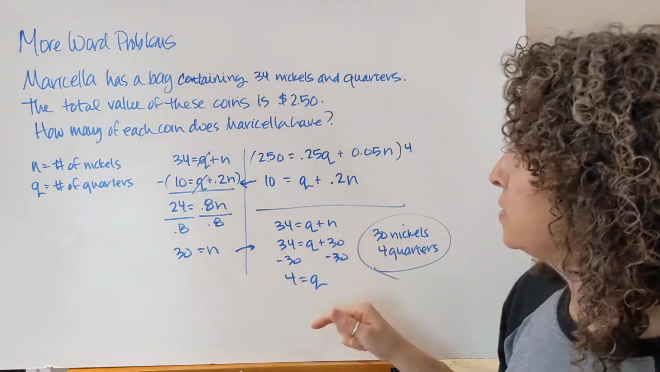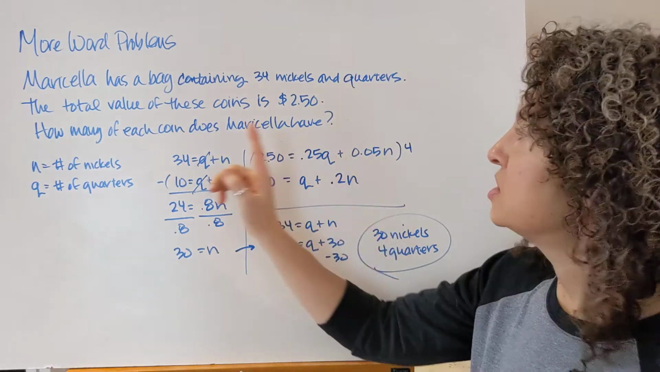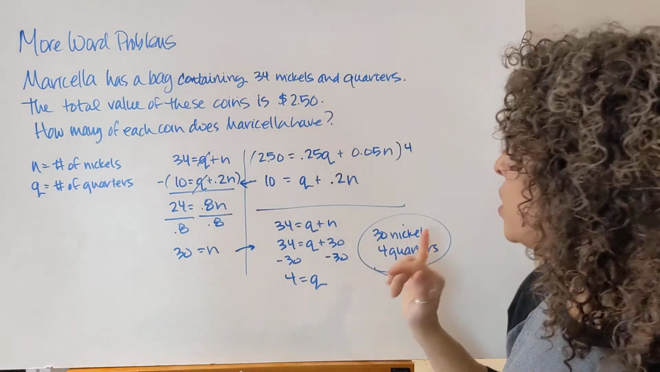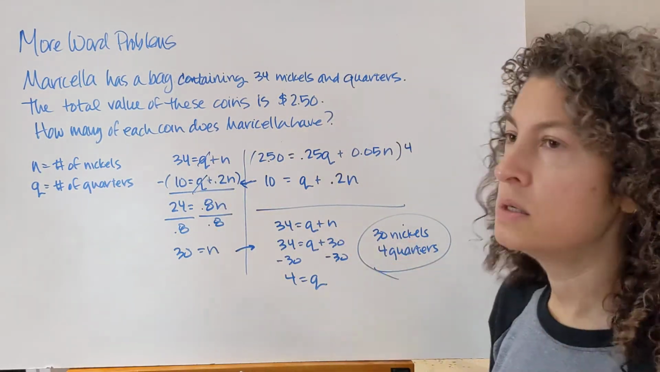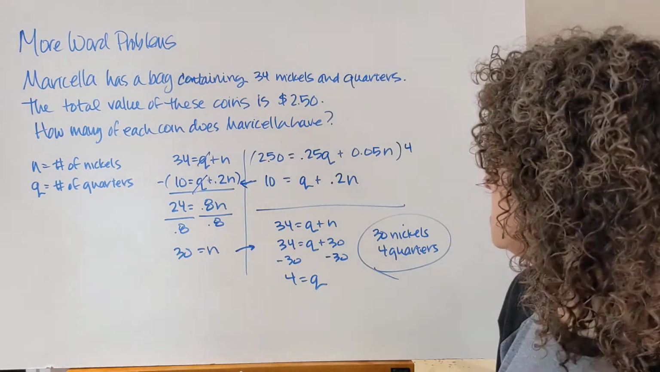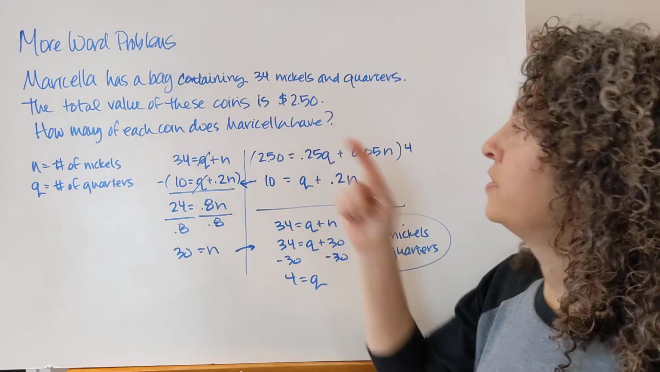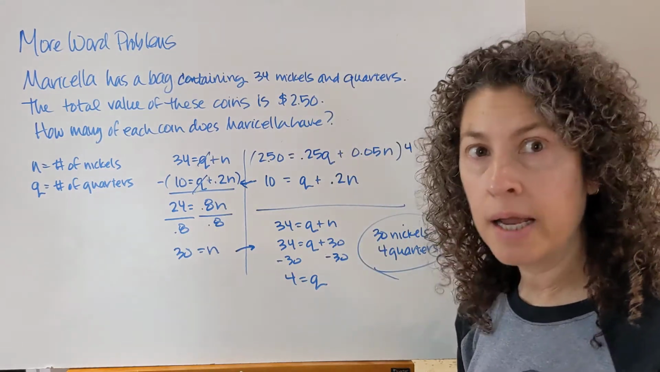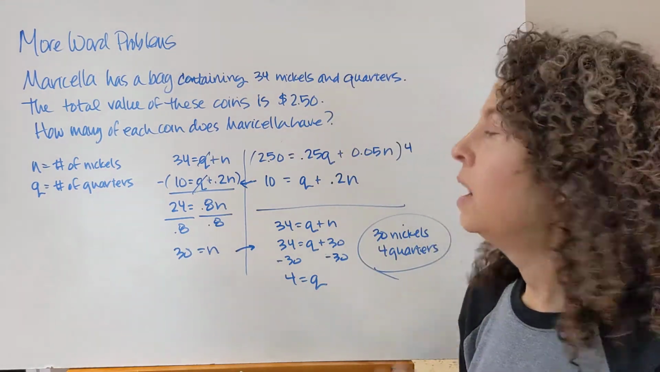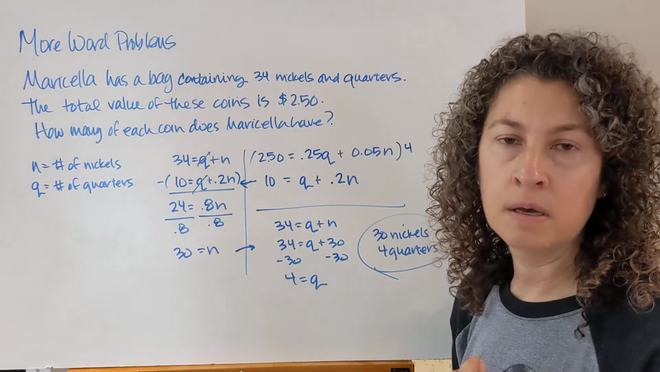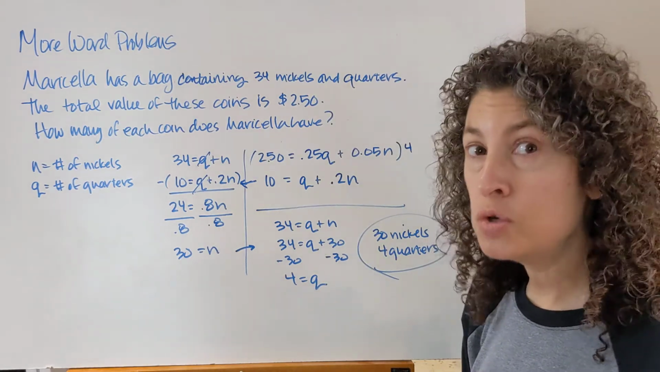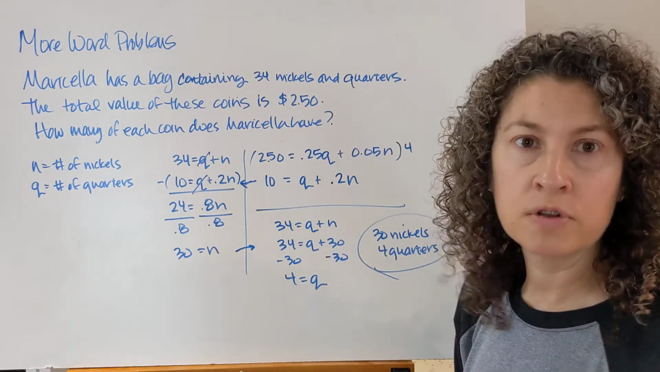Again, I can go back and check with this. 30 nickels plus 4 quarters gives me 34 coins. 4 quarters is $1. 30 nickels: well, 10 nickels is 50 cents, so 30 nickels is $1.50. So $1 plus $1.50 gives me $2.50. Again, these are super easy to check. Again, we're practicing using the methods of solving systems to come up with solutions for these problems.